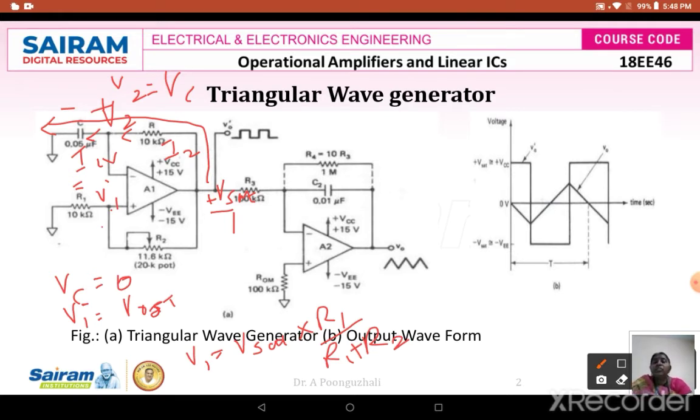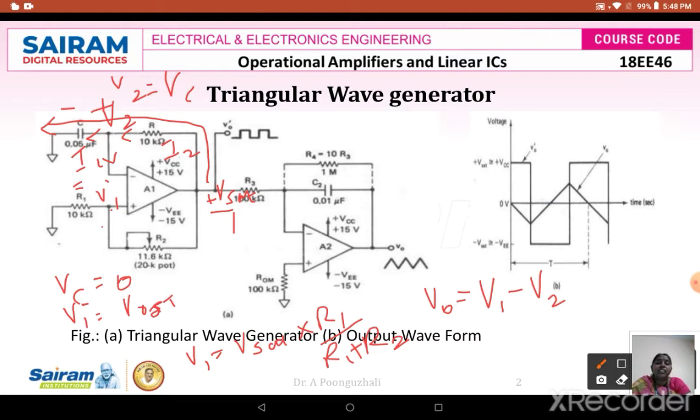Now if I want to see the output voltage, my output voltage expression is always the voltage at the non-inverting terminal minus the voltage at the inverting terminal. Voltage at the non-inverting terminal is going to be V1, minus the voltage at the inverting terminal, which is going to be V2. So V2 is nothing but the Vc voltage. So here now my output is at plus Vsat. Now plus Vsat means this is going to be the saturation level. Your R1 plus R2 is going to be fixed there.